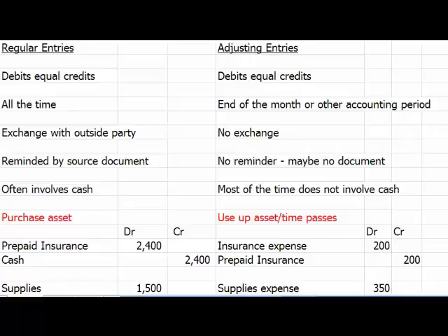So often we will have a schedule of adjusting entries at the end of each month, kind of a checklist we'll go through to make sure we have included all adjusting entries. And one of the things we want to be able to do is identify when a particular adjusting entry is needed and when you don't need one.